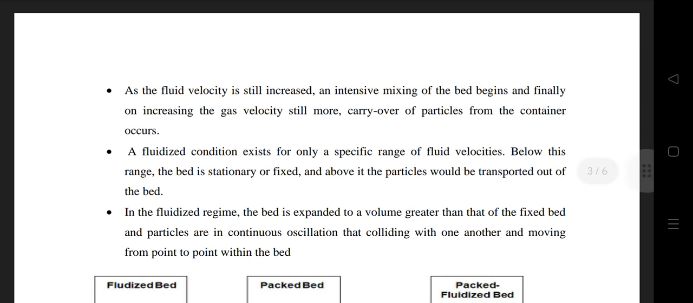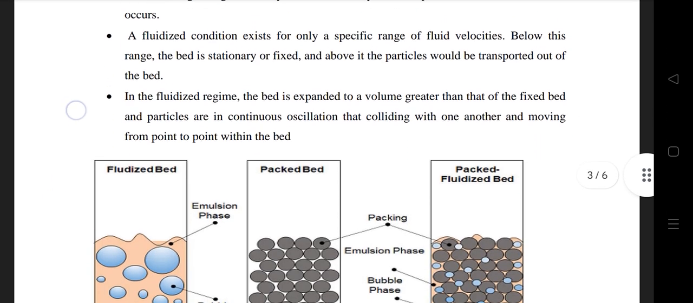As the fluid velocity is increased still more, intensive mixing of the bed begins, and finally, on increasing the gas velocity still more, carry out of particles from the container occurs. A fluidized condition exists for only a specific range of fluid velocities. Below this range, the bed is stationary or fixed, but above it, the particles would be transported out of the bed. In the fluidized regime, the bed is expanded to a volume greater than the fixed bed, and particles are in continuous oscillation, colliding with one another and moving from point to point within the bed.